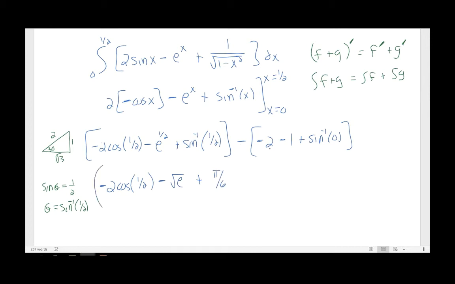So then I subtract my last term. So minus a minus is a plus 2, minus a minus is a plus 1. And then here's minus. I didn't distribute, right? And then what's the inverse sine of 0? What do I take the sine of to get 0? I take the sine of 0.